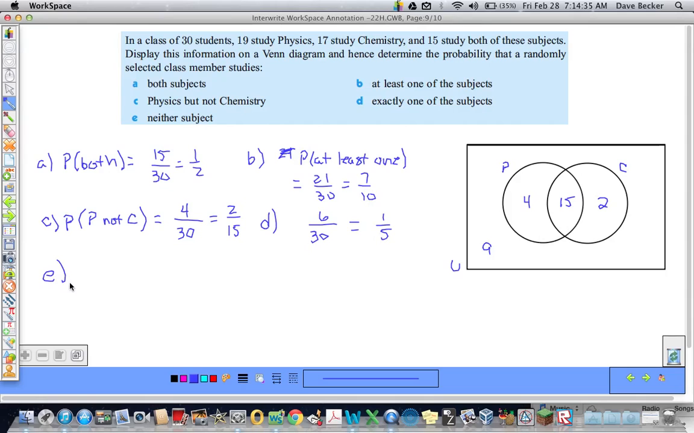And letter E, last but not least, neither subject. Well, that's just this guy, isn't it? 9 out of 30, which simplifies to 3 out of 10. Not so bad.